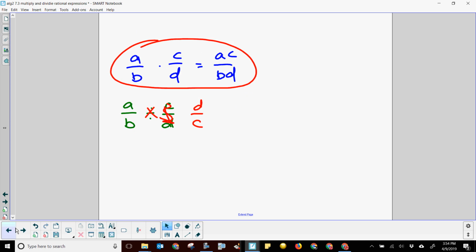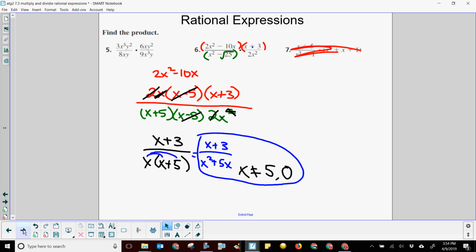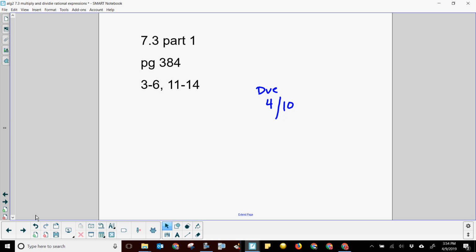Oh, this was a preview into the next video. How this is what we're doing today. The next part, we just flip the second fraction and do this. So there's 7.3 part 1.